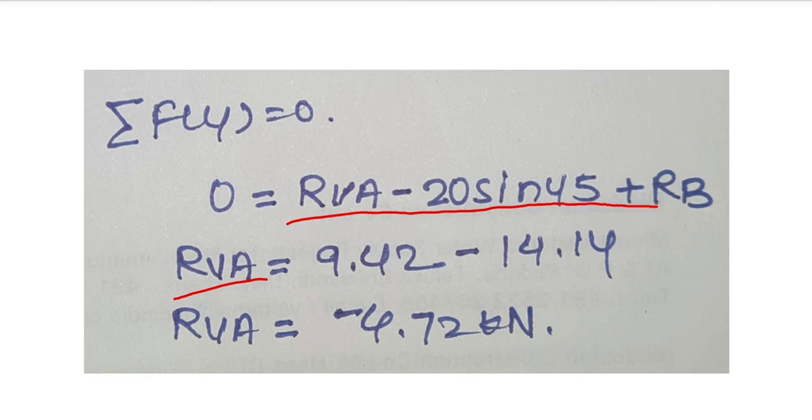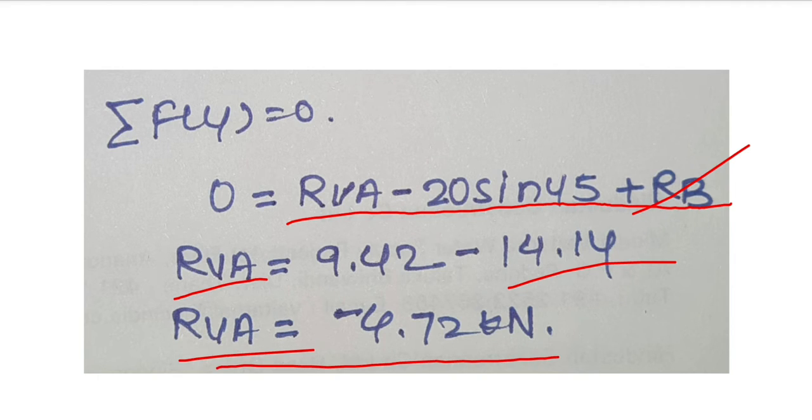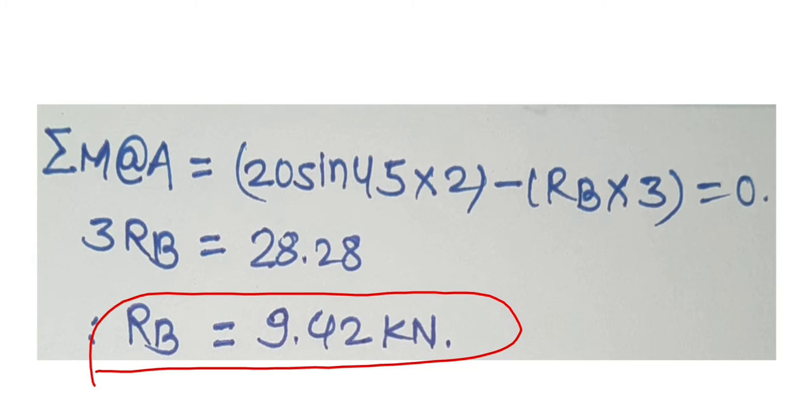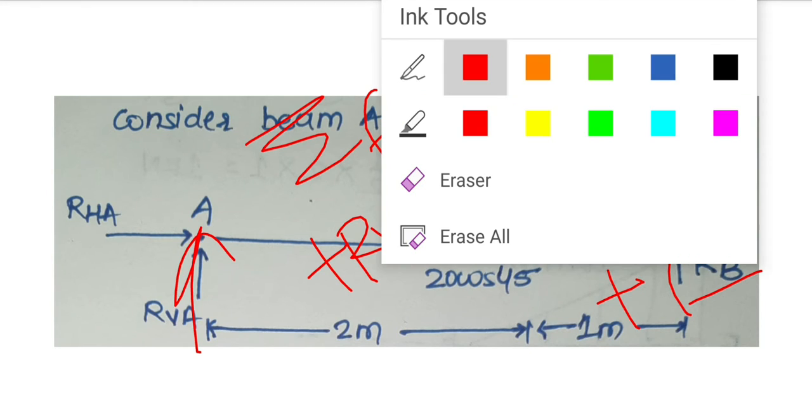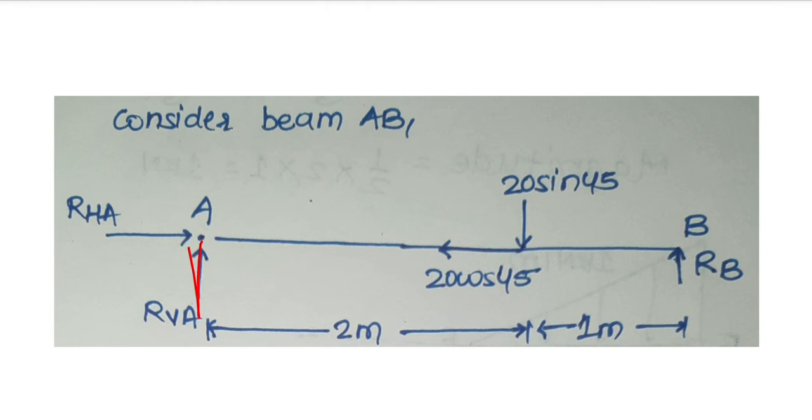So we get RVA minus 20 sin 45 plus RB equal to 0. We know the value of RB. We put the value in and we get RVA equal to minus 4.72 kilonewton. What does this minus indicate? It indicates that this RVA force is not in the assumed direction. Its direction is this way. Due to the applied forces, its direction becomes vertically downward.